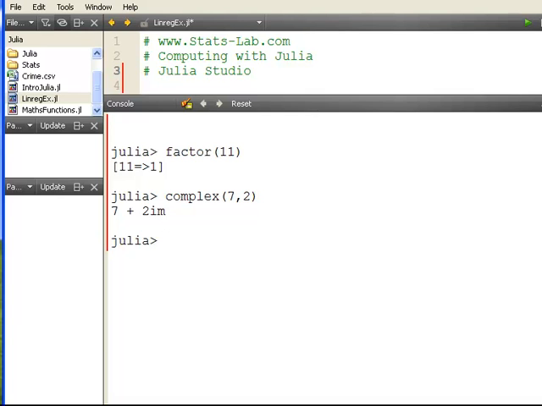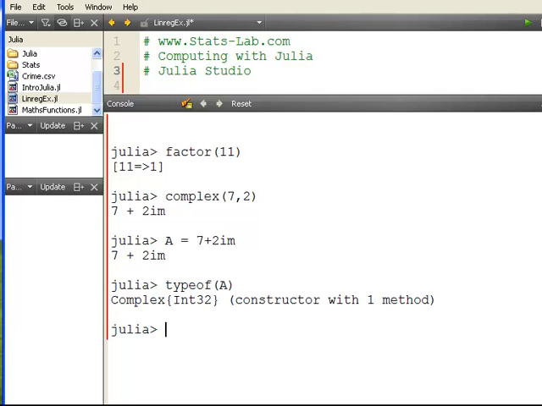7 plus 2im. Let's just see, can we actually write something like that in directly? So we're going to call this A, 7 plus 2im. Does that work? Yes, it does. Works fine. So typeof A, complex number. So you do not really need to use that command, complex. You can write the number in directly, specifying the imaginary part with an im. So you can use both.